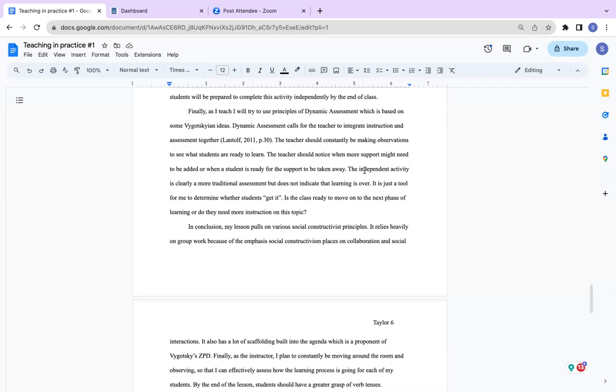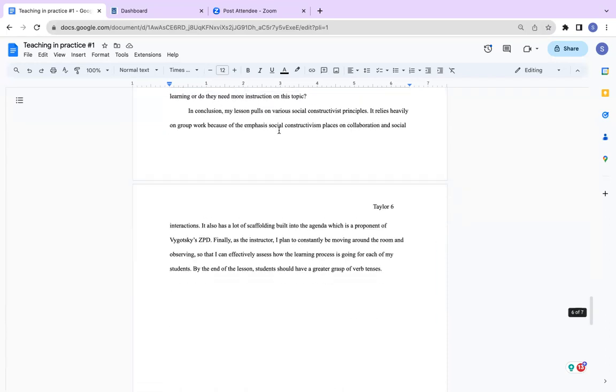And I also noted that the independent activity isn't supposed to be a sign that learning is over. It's rather for me to continue to assess where they're at, what they need. Do I need to reteach this, go over this again? Are they ready to try this in a more advanced setting where they have to read more, write more, produce more language? But just the idea that we're constantly assessing, we're constantly learning. Instruction and assessment need to be integrated together to help support student learning. But that's kind of my lesson.